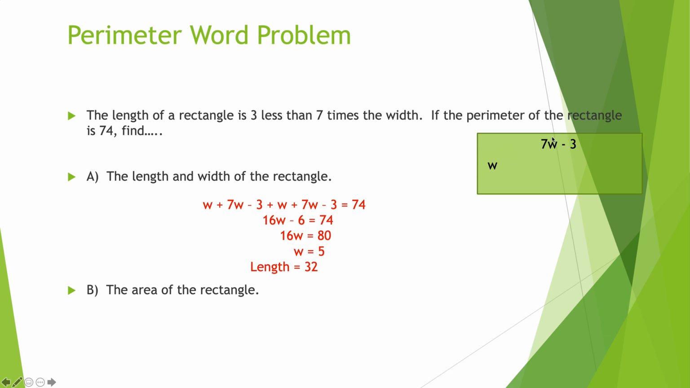7 times 5 is 35, minus 3 is 32. So that's how I get that the width is 5 and the length is 32. As far as finding the area goes, area of a rectangle is just length times width. 5 times 32 is 160.